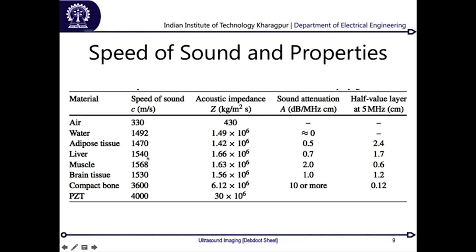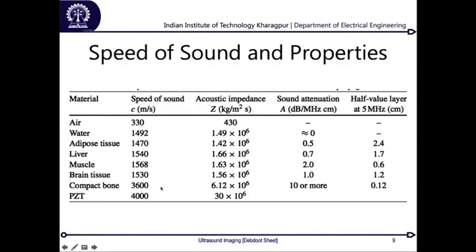On your liver you have a much higher speed of sound, and as you keep on going you would see that in compact bone it is the highest, 3600 meters per second. And this again concurs with our understanding that in solids the speed of sound is highest and in gaseous media the speed of sound is lowest, okay.